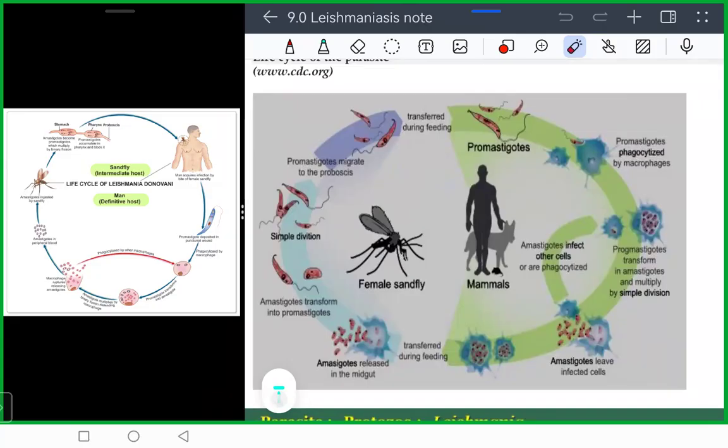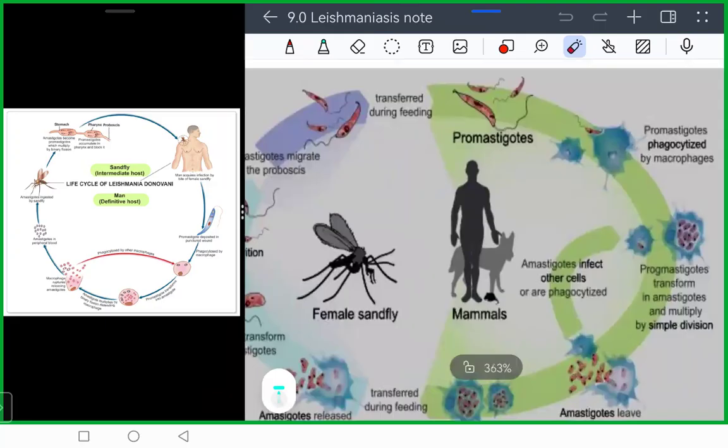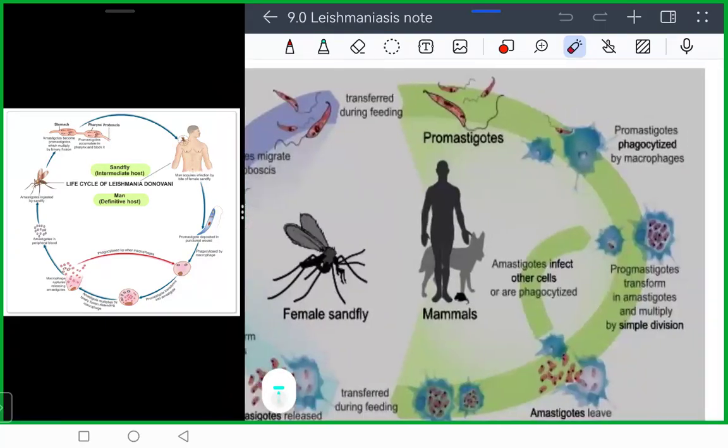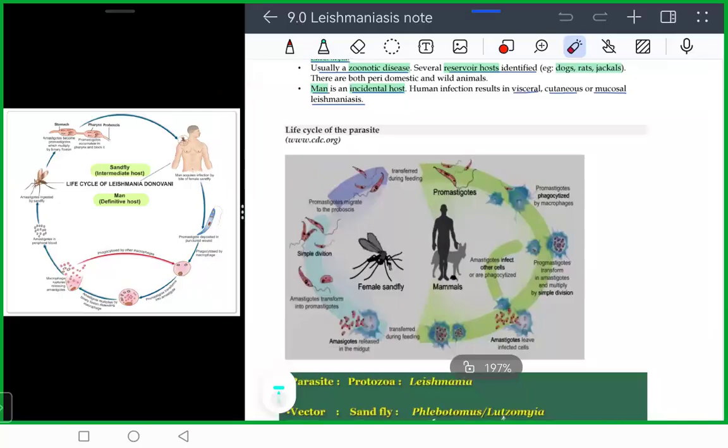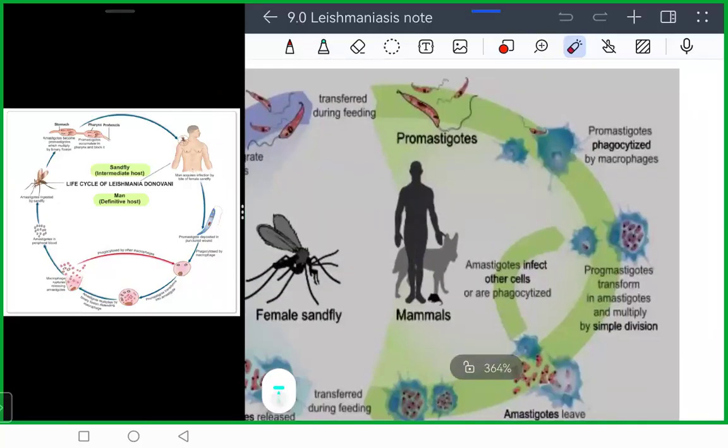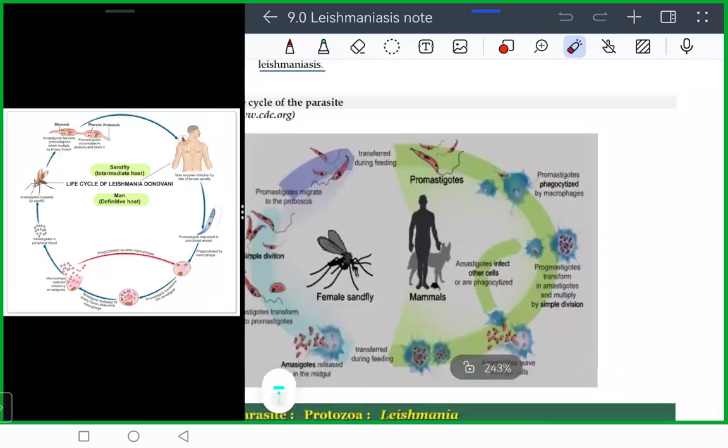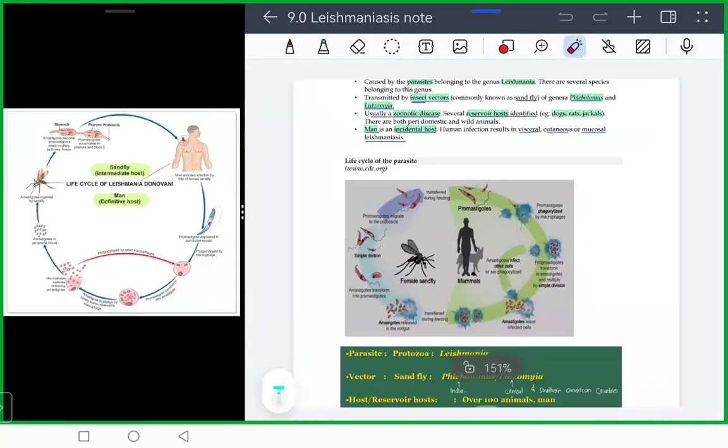So when there is a female sandfly bite, these promastigotes are deposited in the skin, or near the punctured wound from the sandfly, and then they are taken up by phagocytes, the macrophages, and therefore they are transformed to amastigotes, and then again it causes the clinical disease.